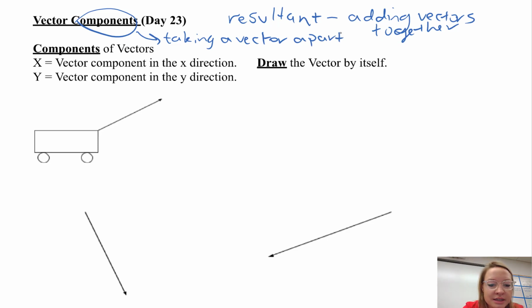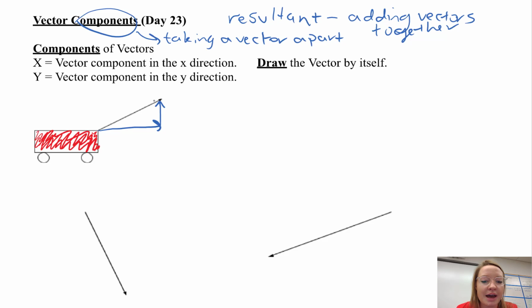So when you're looking at this picture here, imagine this is a nice little red wagon that is being pulled by a kid. We're going to use vector components a lot, especially with forces, which we're not getting into right now, but this is a force. Someone is pulling this little red wagon, and they're not just pulling it sideways. They're pulling it sideways a little bit, but they're also pulling it up a little bit.